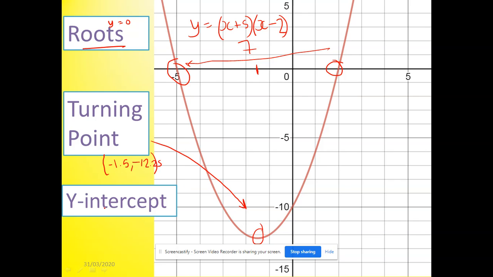Finally, the y-intercept. This is just the same as in a straight line. So y equals mx plus c. C is the y-intercept. In this case, you're making x equal 0. So where this graph crosses here, which in this case is minus 10. Now, if that wasn't an integer value, what you may have to do is multiply out the brackets or just let x equal 0. So 0 plus 5 is 5. 0 take away 2 is minus 2. 5 times minus 2 is minus 10. Or if you multiply the brackets, you'll see that the last number will be minus 10, which is where it crosses. Okay, so that's the intercept.